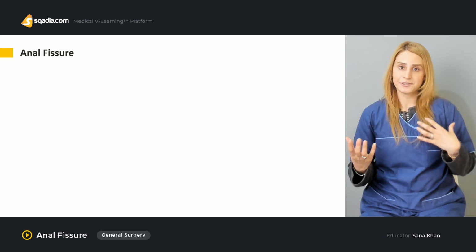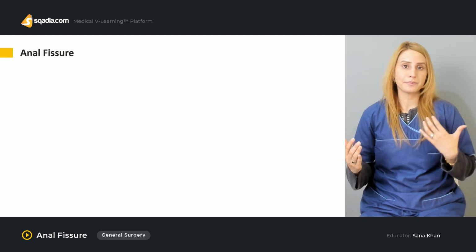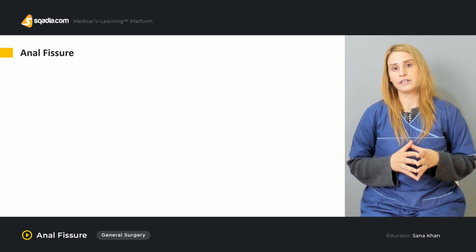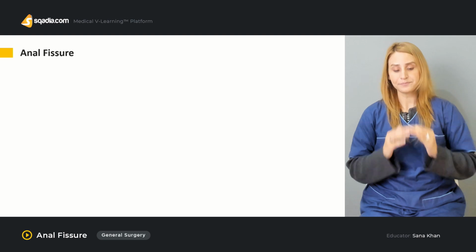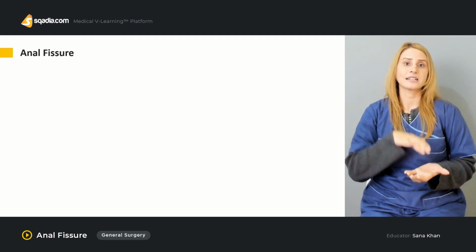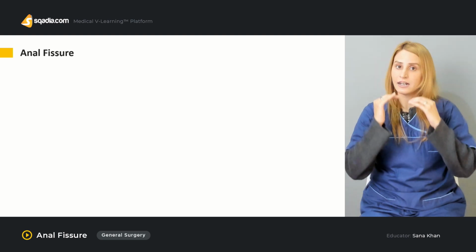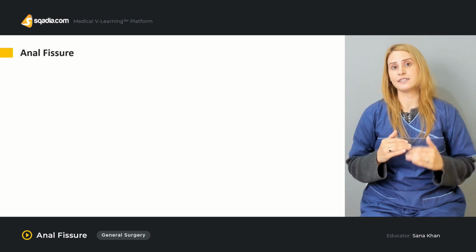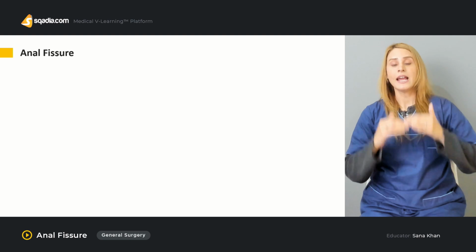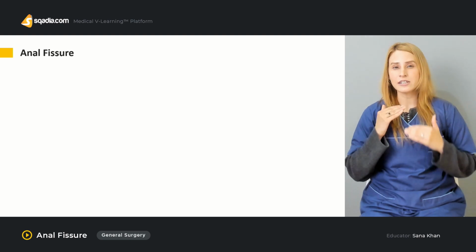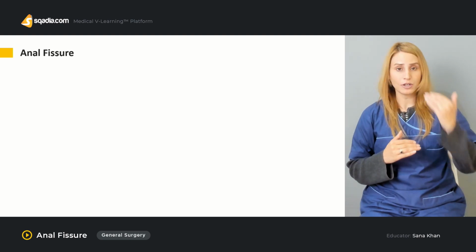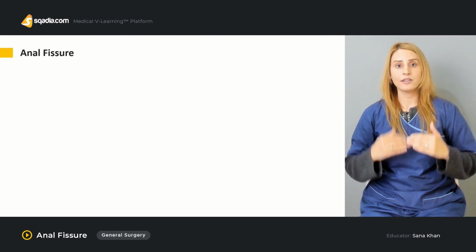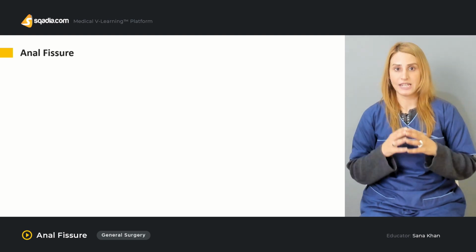So let me give a quick review of the anatomy of the anal canal. We know that the rectum continues to form the anal canal, and it is divided into the upper half and the lower half of the anal canal. The demarcation between the upper part and the lower part is obviously the dentate line.